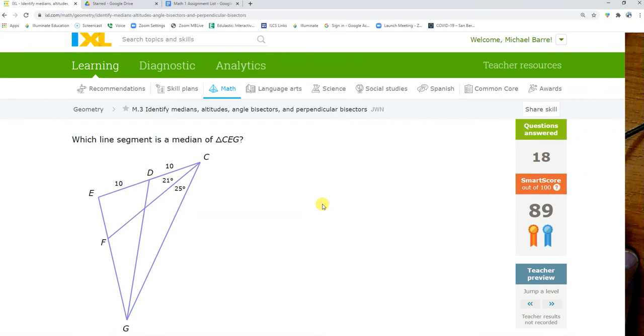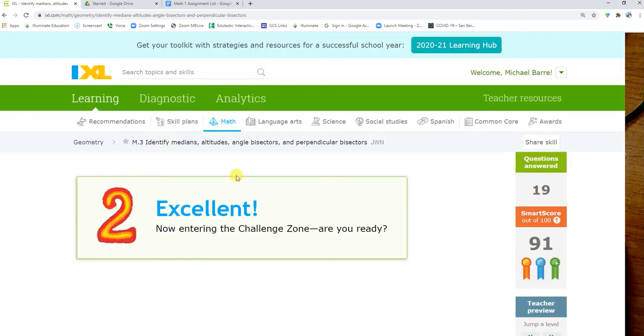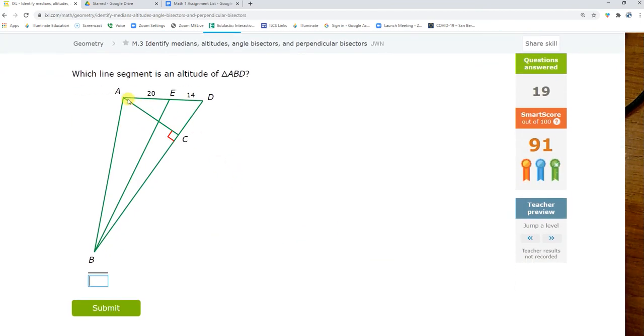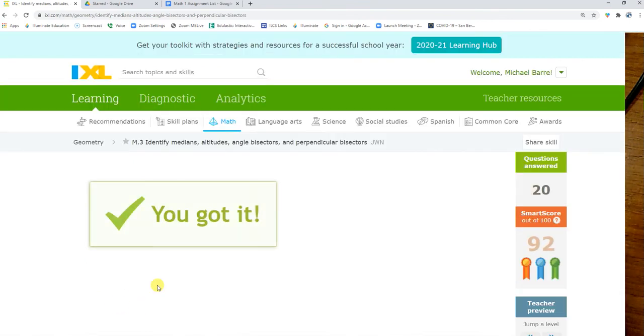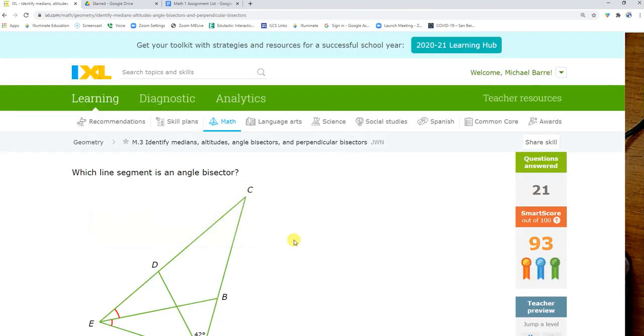Median. Which one is the median? A median has to come down from a vertex and cut it in half. GD is the median. Challenge zone. Altitude. An altitude comes from a vertex at a right angle, so AC. Angle bisector, HE is bisecting this angle, HE. I think you guys got it.